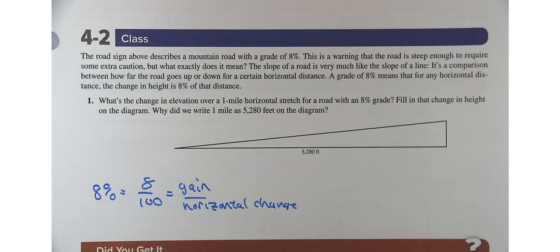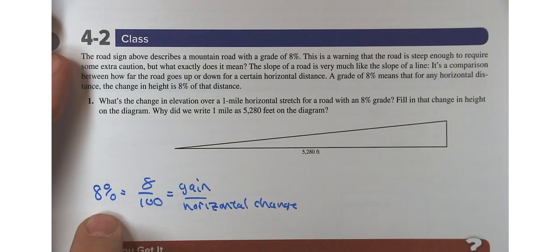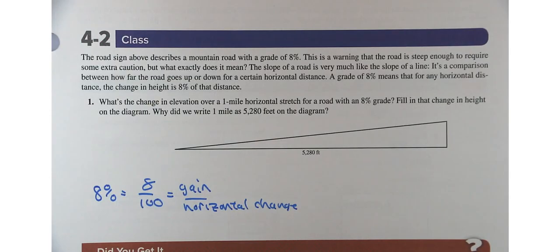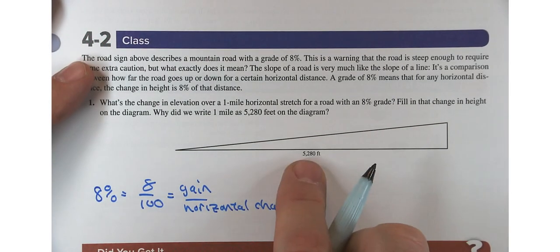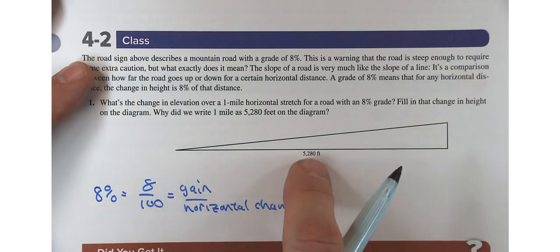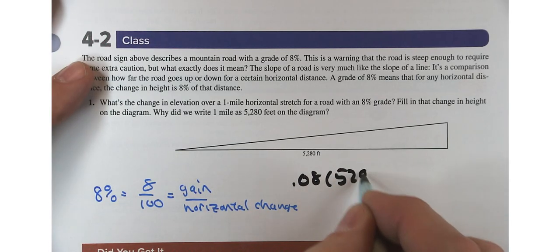What's that? Find the degree angle. Interesting question. 8% and 8 degrees are different. Now, dealing with degrees would be trigonometry, and that's not our task in this course, so we're going to stay away from degrees. But we can figure out how much altitude would change there. So basically, you're going to take 8% of this, so 0.08 times 5,280.